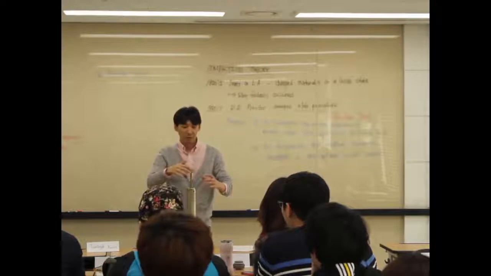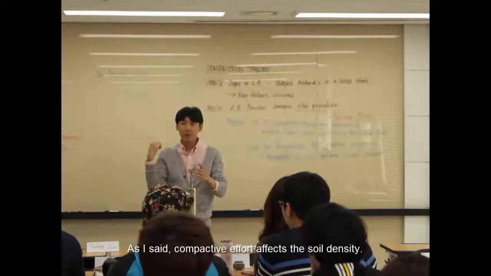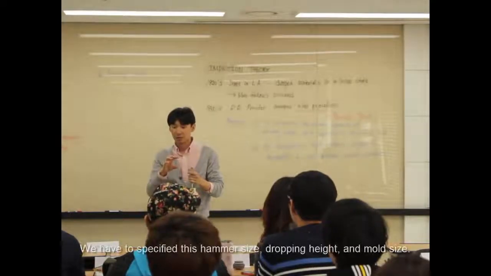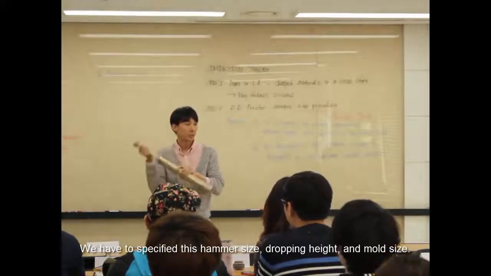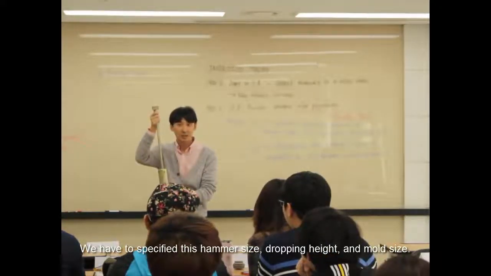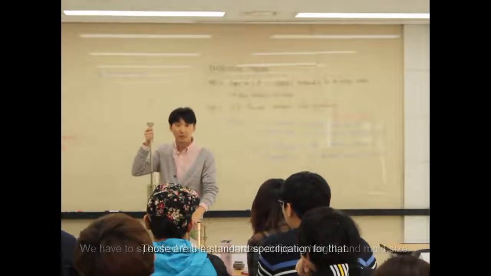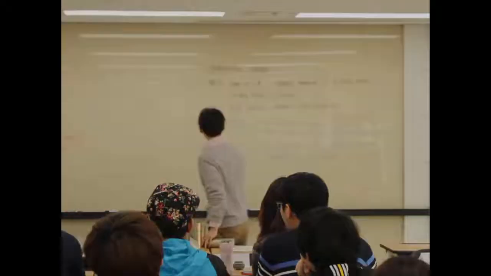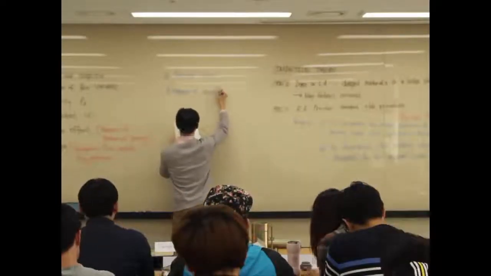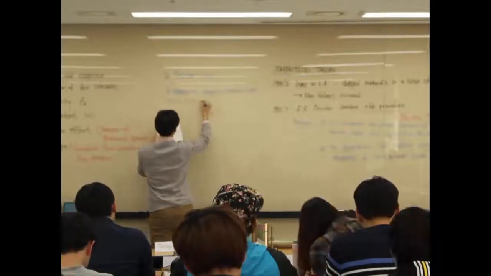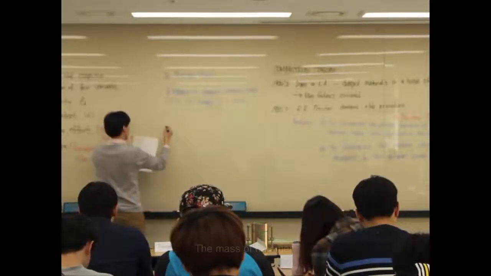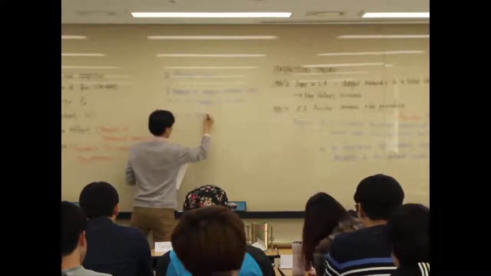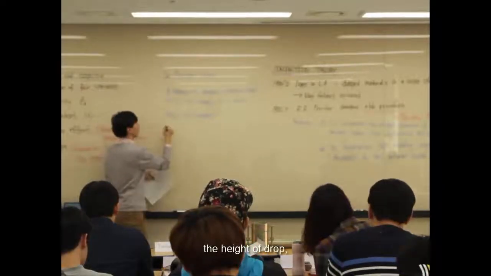As I said, the compacting effort affects the soil density, the resulting density. So we have to specify the hammer size, the dropping height, and the mold size. There's a standard specification for that, which we're going to talk about soon. We need to find the mass of the hammer and the height of drop.